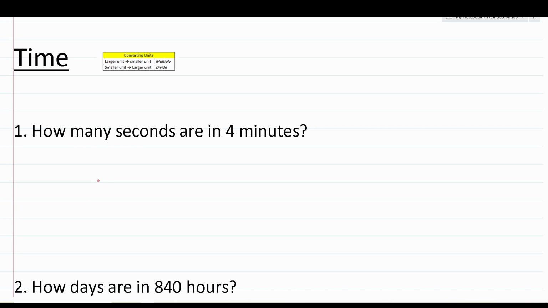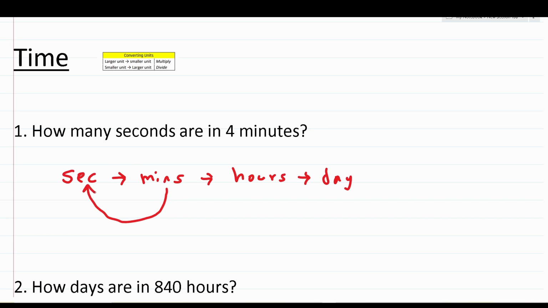Let's talk about making some time conversions now. This first one, of course, says this: how many seconds are in 4 minutes? Again, as far as time goes, we have these units: seconds, minutes, hours, and days. In this case, we're being asked to convert 4 minutes to be in terms of seconds. So we're going from minutes to seconds. In other words, we're going from a big unit to a small unit, which means we're going to multiply. What are we going to multiply by? Well, you have to know that there are 60 seconds in every minute. So we're going to be multiplying by 60.